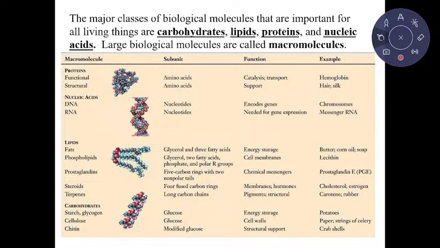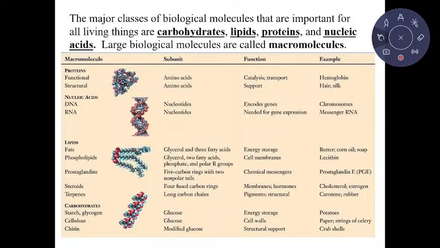Coming to lipids. Lipids take different biological forms, like fats and phospholipids. It's not just two actually: fats, phospholipids, prostaglandins, steroids, terpenes. These are the lipid macromolecules involved. So fats, phospholipids, prostaglandins, steroids, terpenes. Coming to fats, what are the subunits?